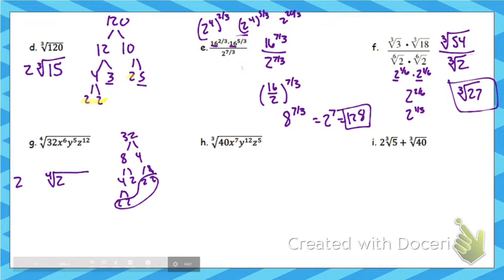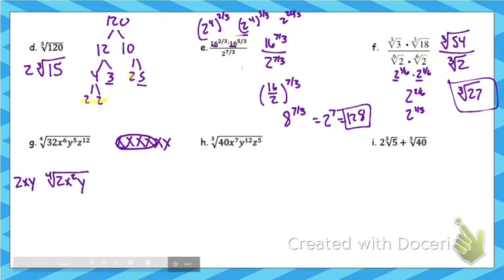All right, well, now let's look at the variables. X to the 6th is like I have x times x times x times x times x times x. So if I'm looking for a set of 4, I have it. X would come out, but there's still an x squared left on the inside. All right, y to the 5th, there's 5 y's. Well, I can take out one set of 4, and I'd be left with 1. Z to the 12th. Well, I could take out 3 z's, and I wouldn't have any left.